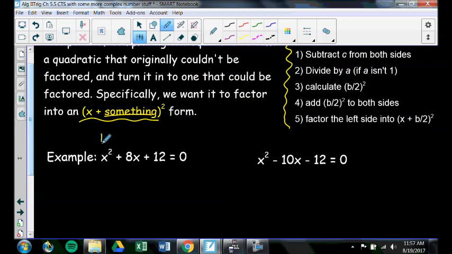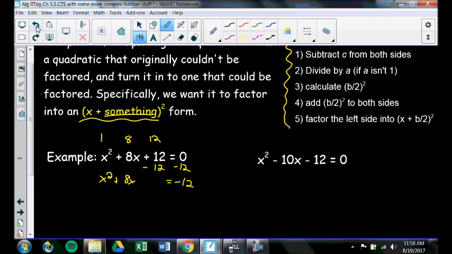Right now my a term is 1, my b term is 8, my c term is 12, so I subtract 12 from both sides. That gets me x squared plus 8x equals negative 12. I will leave this gap here every single time. I always leave that space when I complete the square, and you'll see why in a second.